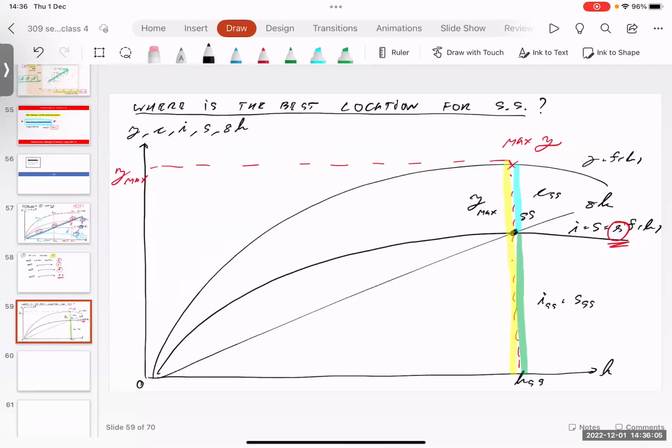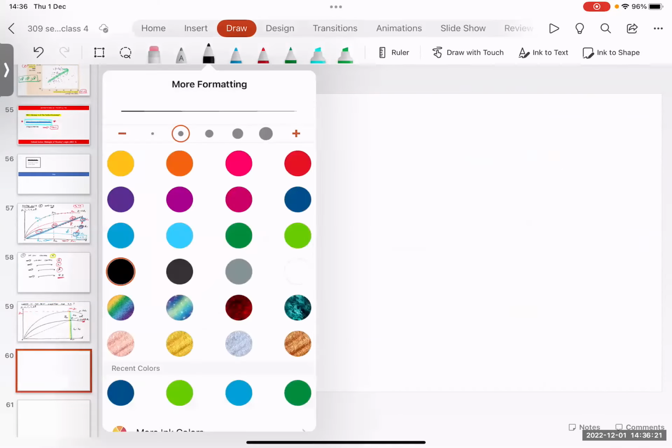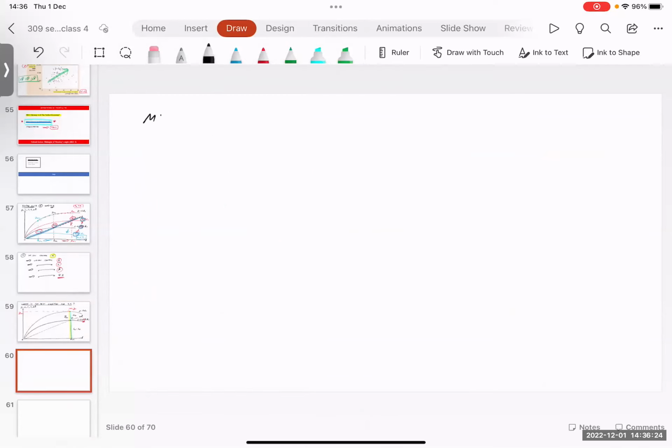However, the point where you can produce the maximum output is actually not the best. Why? Let me show you here. If you want your country to produce the maximum output, max y, the maximum output per worker, if you want to produce a lot, what does it mean? It means that your country needs to accumulate a lot of capital, small k, right?